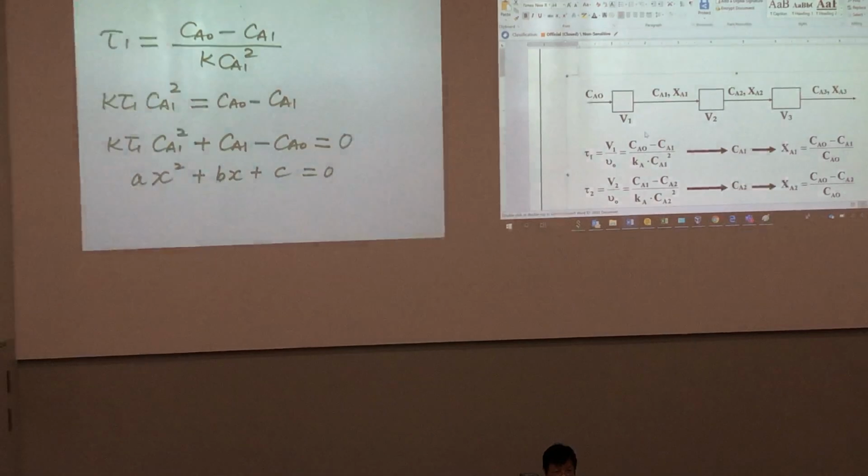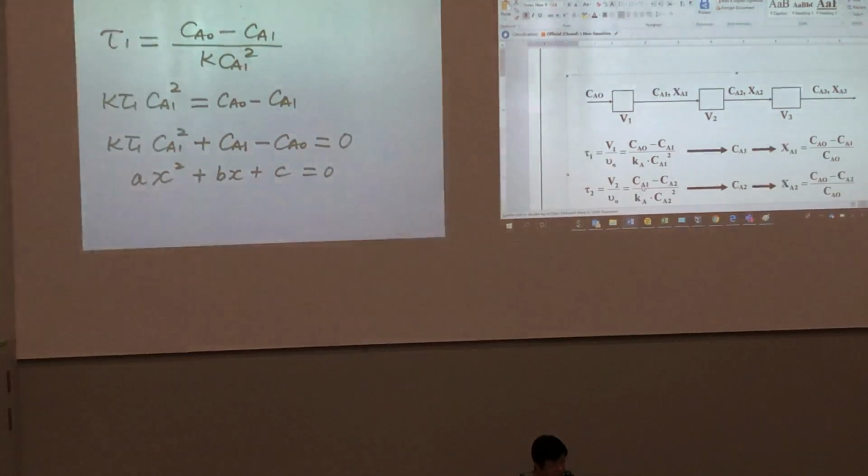Previously the calculator didn't have this function. You had to write all the mathematical formulas to do it. Anyway, if you know this, you should be able to find CA1. Correct? So you do the same thing for the second reactor. You find CA2 already, right? Okay, so you repeat one more time. That's it.